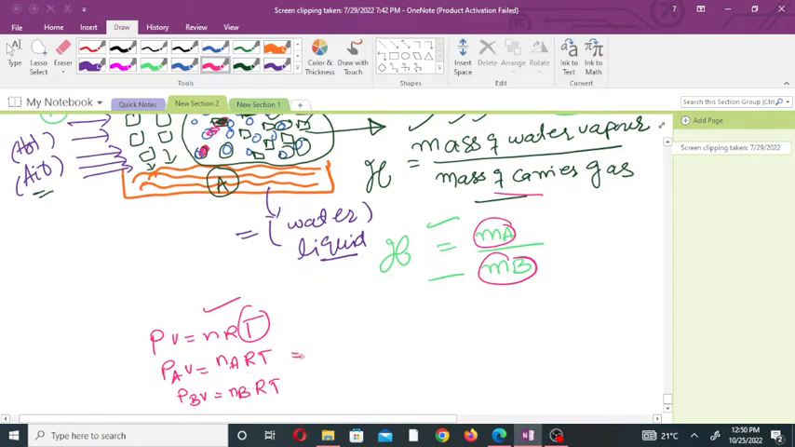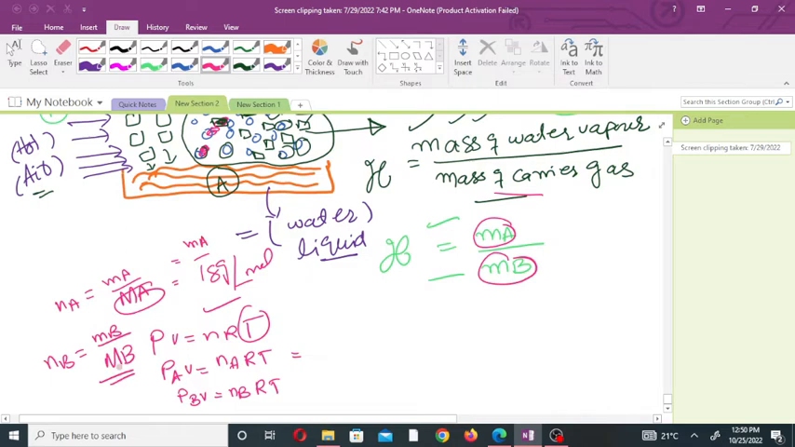Now we know that moles are nothing but the mass of component A, the mass of water vapor, divided by the molar mass of component A. The moles of component B are equal to the mass of component B divided by the molecular weight of component B. The molecular weight of A, water, is 18 grams per mole, as we know from the periodic table. The molecular weight of air is 28.98, or 29 grams per mole. Call these equation 1, equation 2, and equation 3. Putting equations 1 and 2 into equation 3, we will get the definition of humidity.